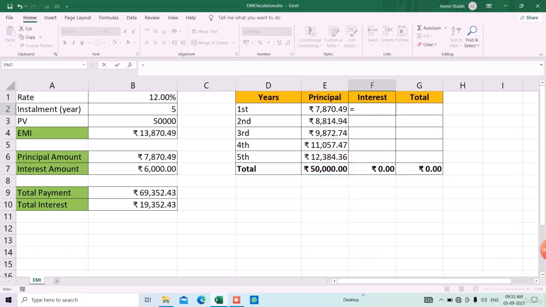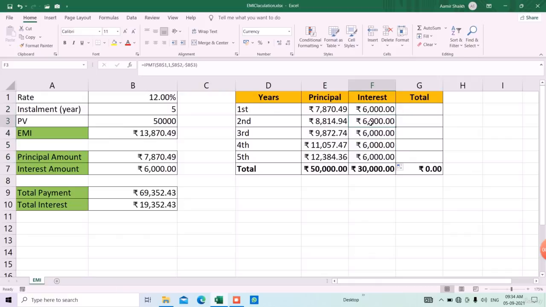Now let's calculate interest. So IPMT, and that is the rate, so I'll fix it, comma 1, I'll change it later. Then I have this number of installments, comma 5, comma, minus this 50,000. Bracket close, enter, and let me drag it. And I'll change the years manually to 3, 4, and 5. And this will be the total.